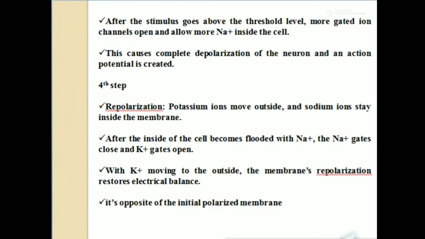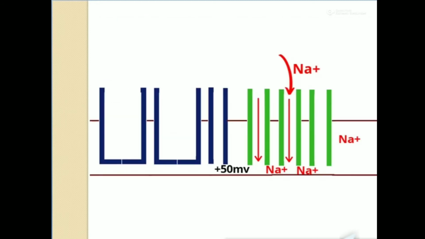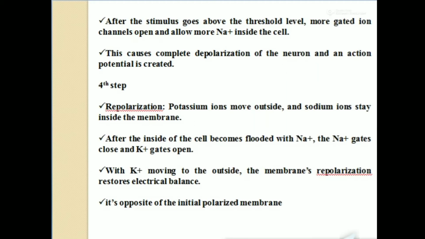After the stimulus goes above the threshold level, which I already discussed, when there is a stimulus the membrane potential goes from -70 to -60. This is the threshold level. After reaching the threshold level, suddenly all channels open. They understand that there is important information that they need to carry. Then only they open all the channels. Otherwise, all the sodium channels remain closed.